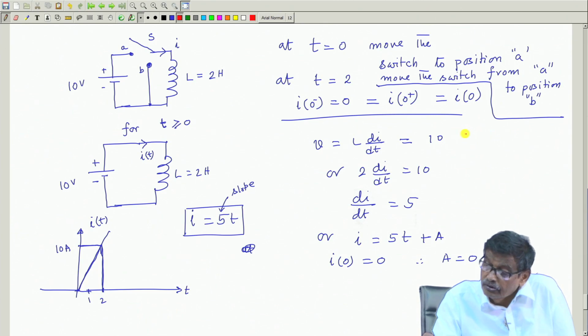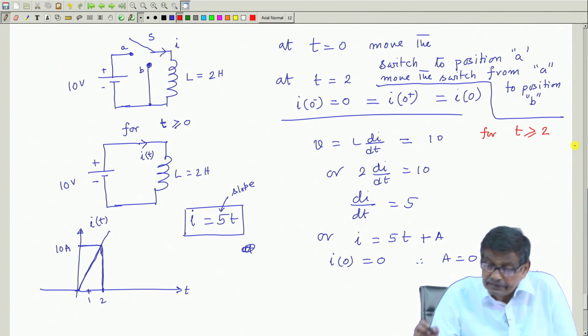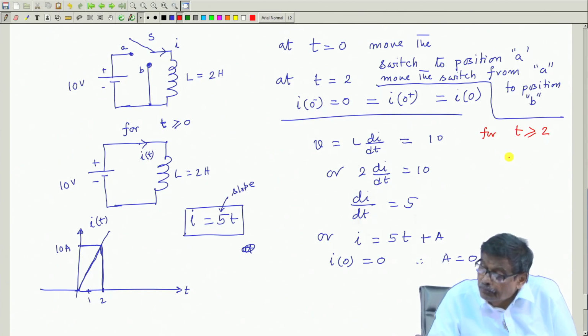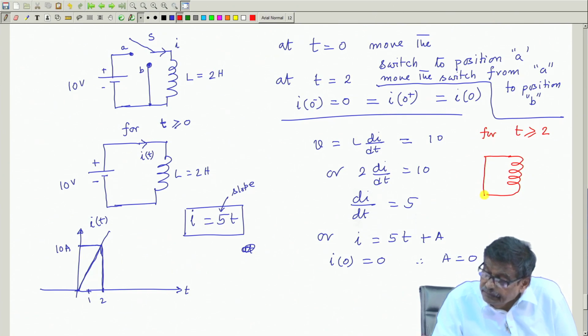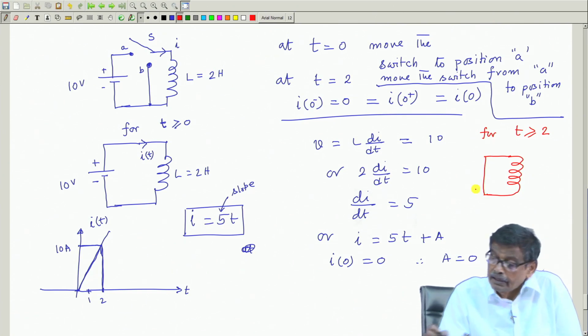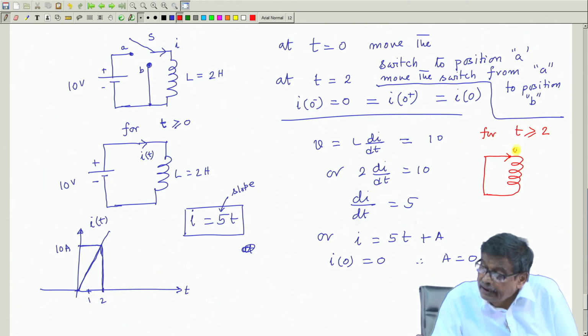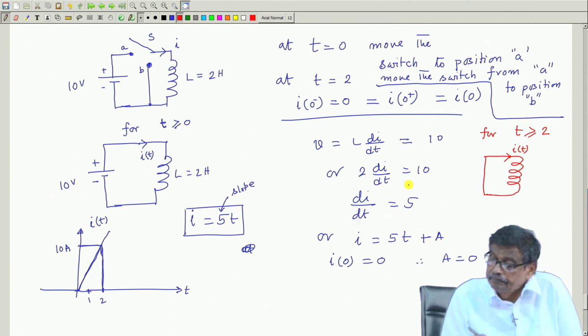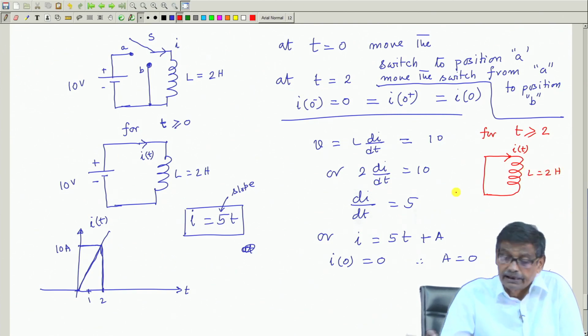Therefore, for t greater than equal to 2 second, circuit will look like this one. It is shorted. This current is I(t), inductor current, and this is L equal to 2 Henry, for t greater than 2 second. This is the fate of the circuit.